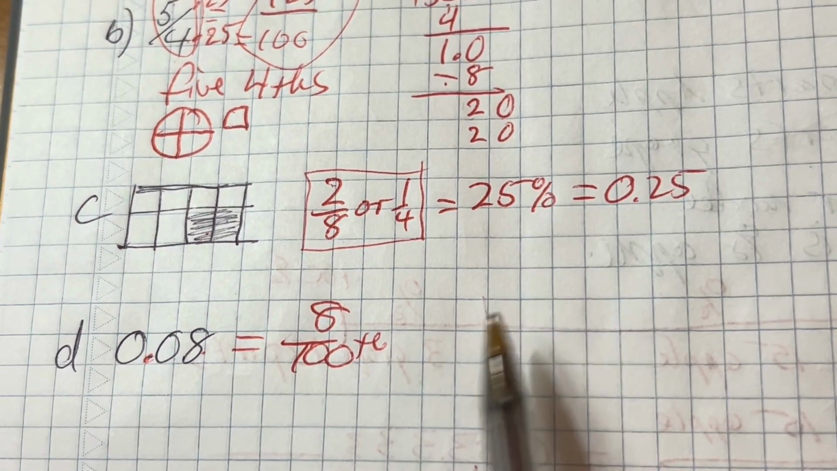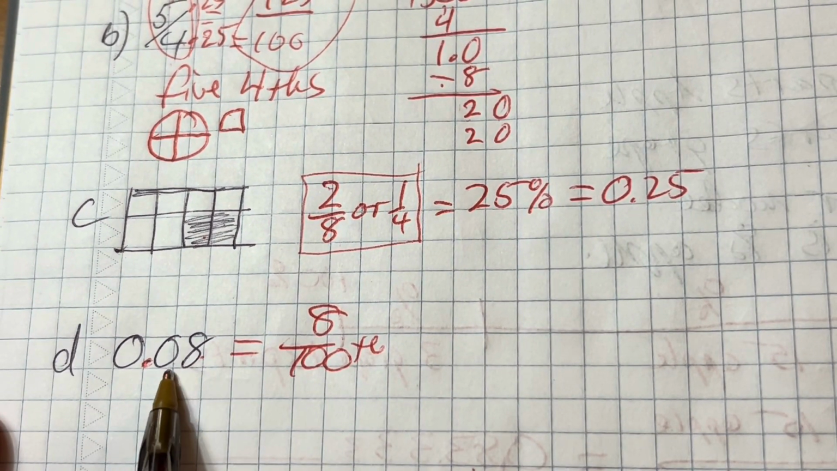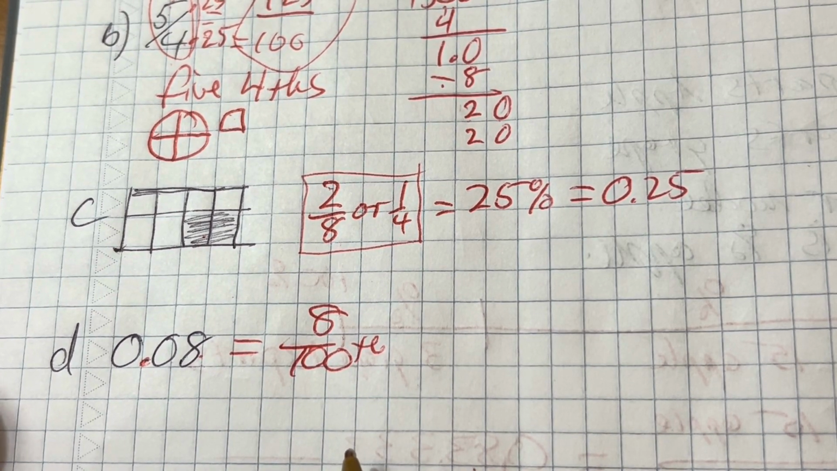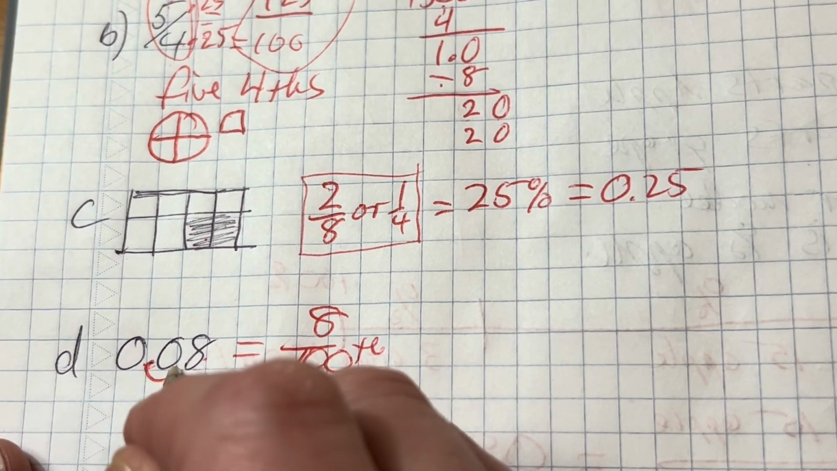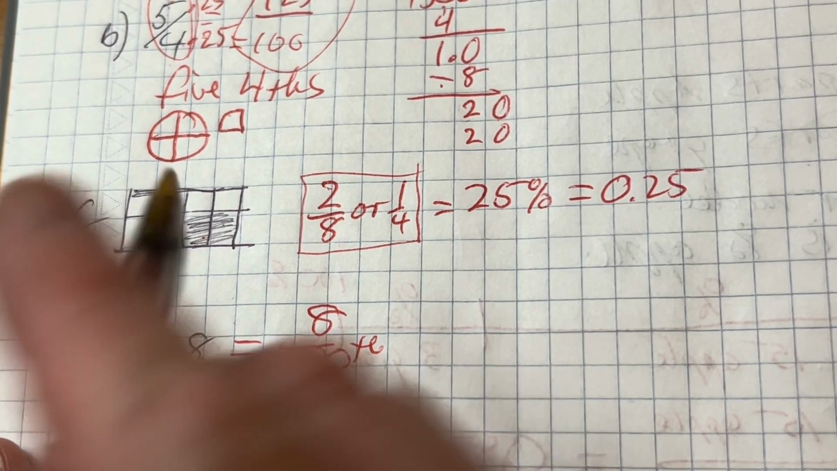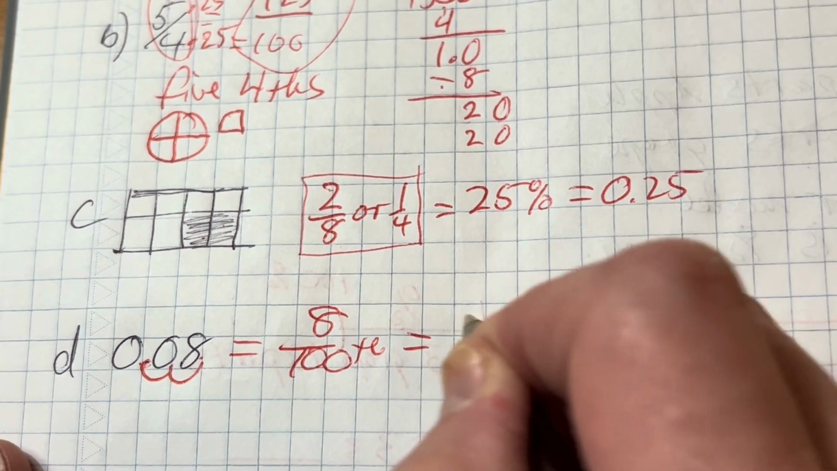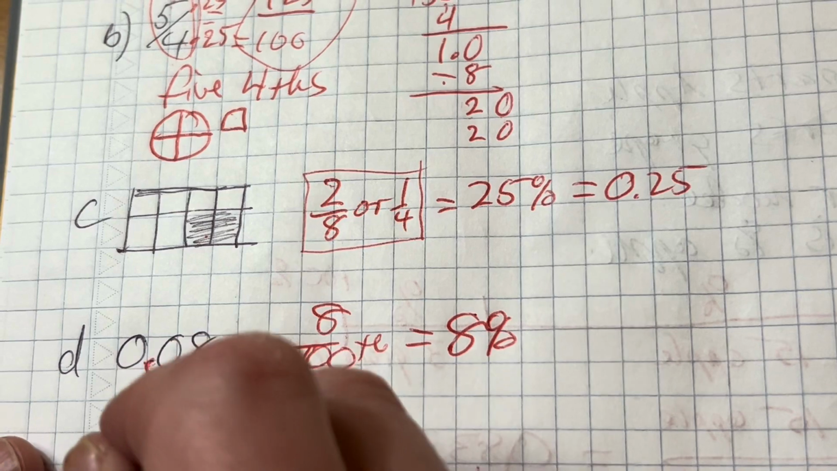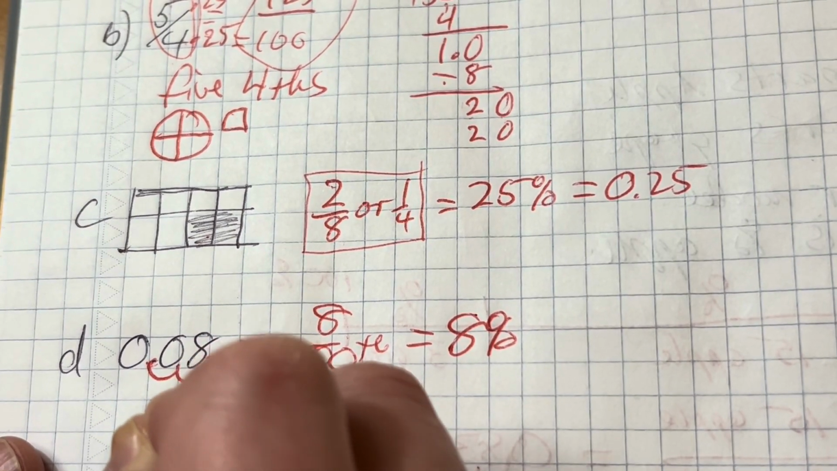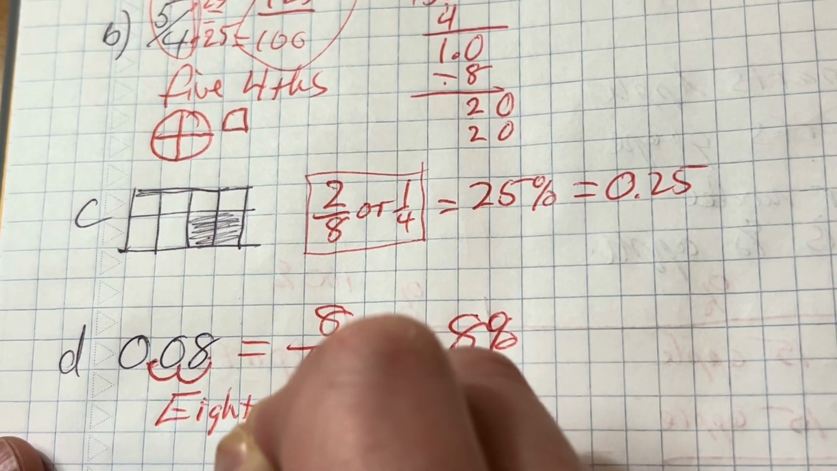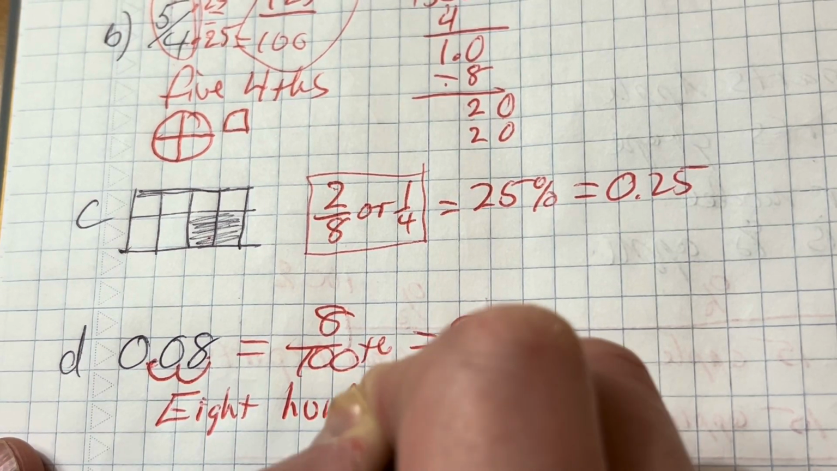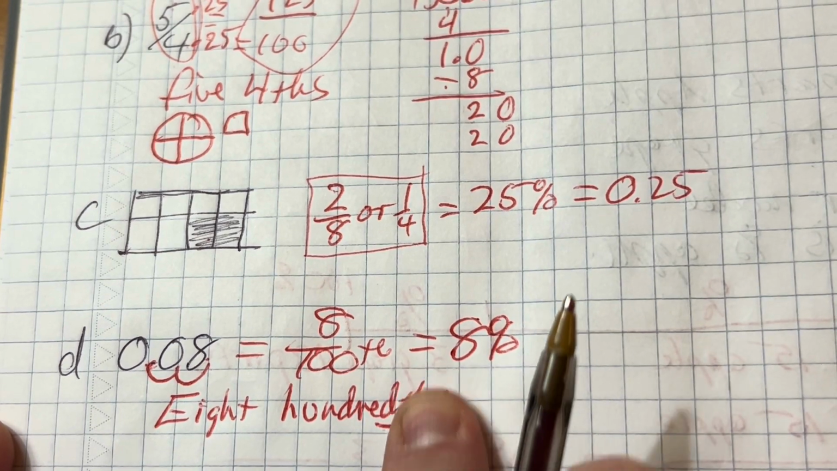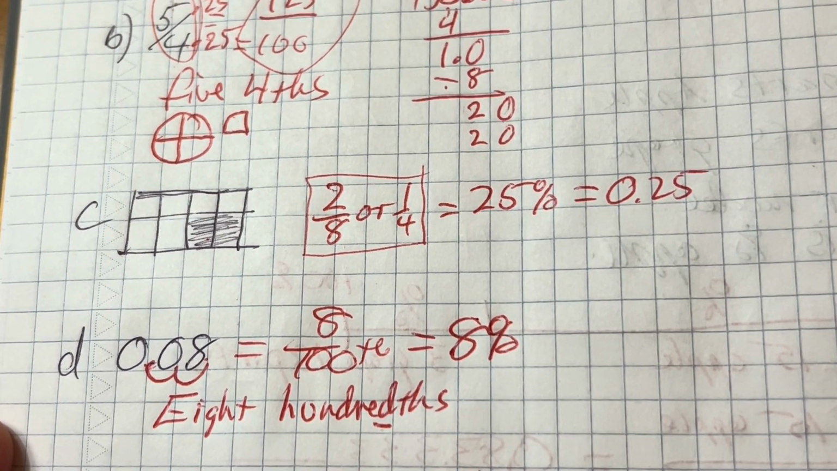And letter D, 0.08 is the same as 8/100ths, so that's just 8 over 100. Or I can move the decimal 2 places for my percent. That becomes 8%. Okay? If I were to write that in words, I would simply write 8/100ths. Don't forget, it's D, hundred with a THS, 8/100ths.